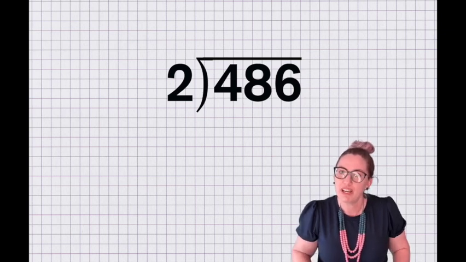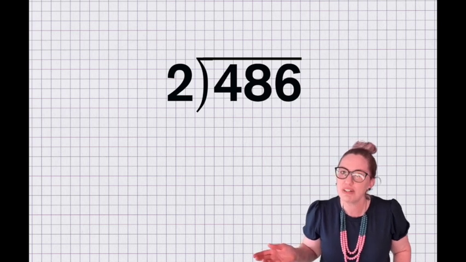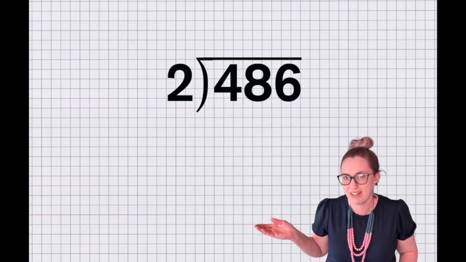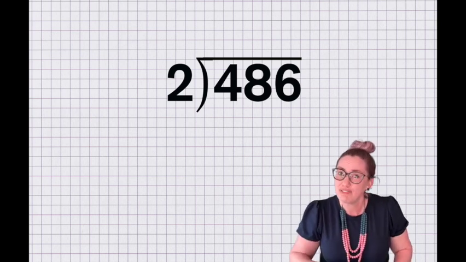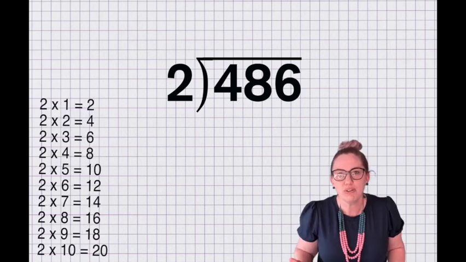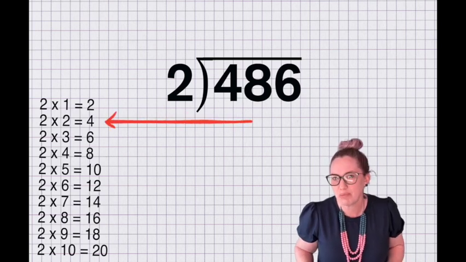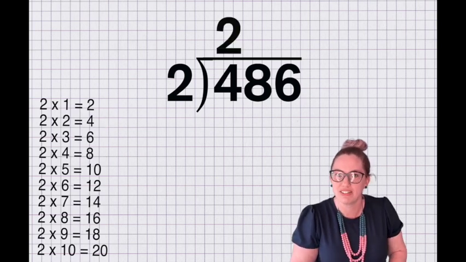First off, we are going to divide these numbers by 2 and start with the numbers closest to the number we're dividing by, which is that 2. So starting with the 4. Now if you've got your 2 times tables handy, we're going to use those because we know that 2 times 2 is 4, and the inverse operation, 4 divided by 2 is 2. So we're going to pop that 2 up the top in our answer section.